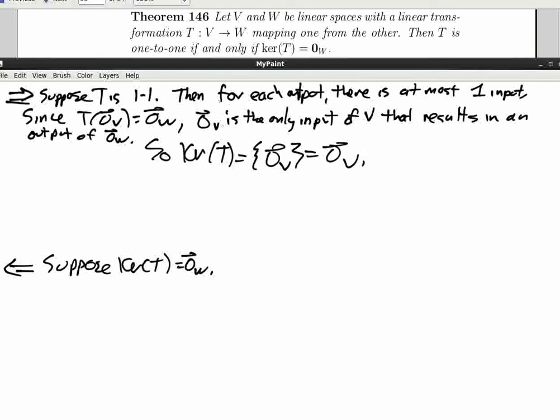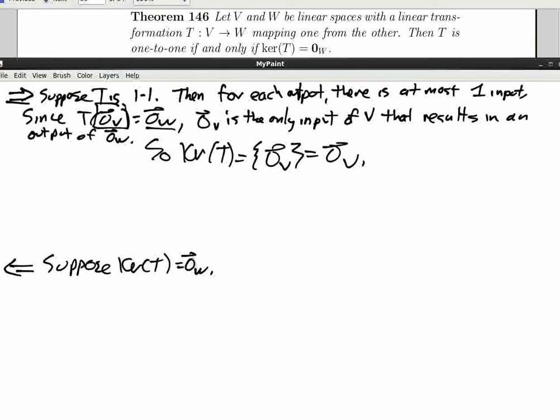And why is that? 1 to 1 means that for every output, there's at most one input. But we have, right, the kernel means that you want to get 0W as an output. And we know that we have one input that does. If it were not 1 to 1, we might have multiple ones. But since it is, this can be the only one. So if it's 1 to 1, that means that 0V is the only possible input that gives you a 0 in the W linear space. So that's half done.